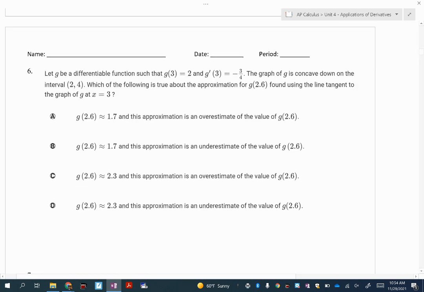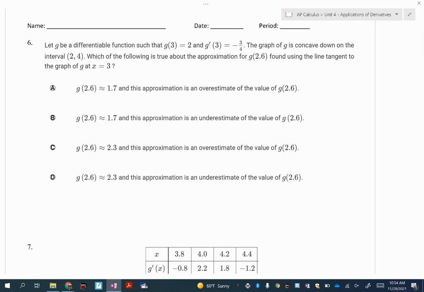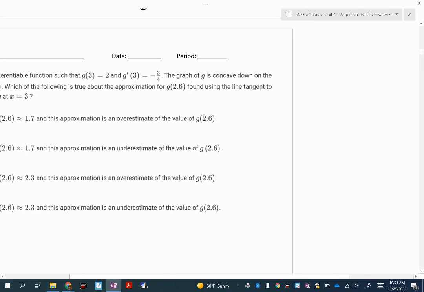Let's go to number 6. All right, we have g of 3 is 2, and g prime of 3 is negative 3/4. They're telling us that the graph of g is concave down, I'll go over what that means a little bit later, on the interval between 2 and 4. Which of the following is true about the approximation for g of 2.6 using the tangent line to the graph at x equals 3? So I'm going to use that same formula again.